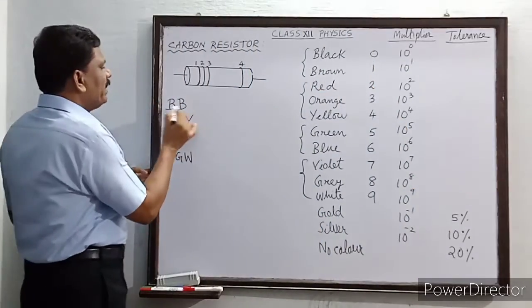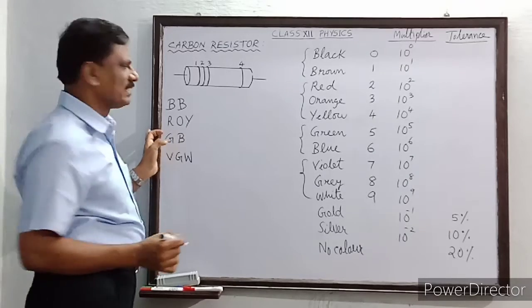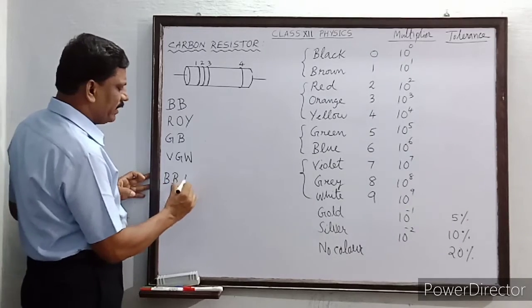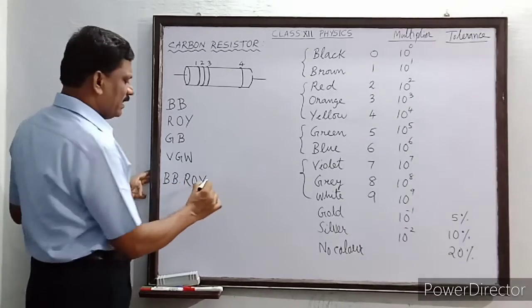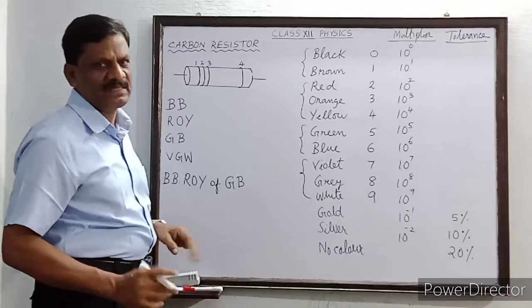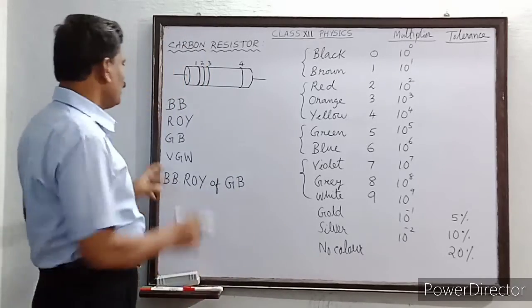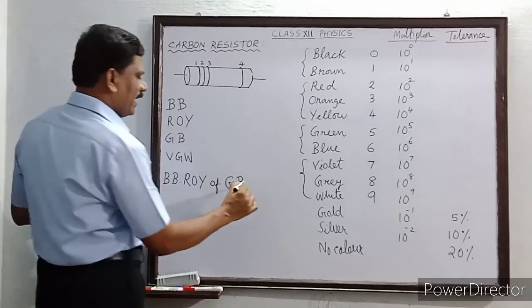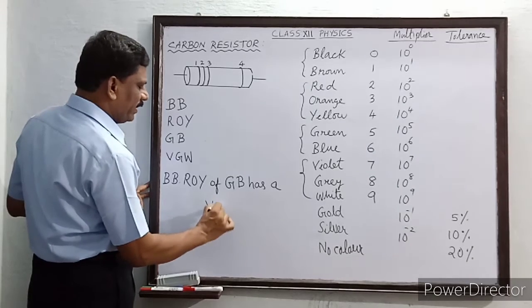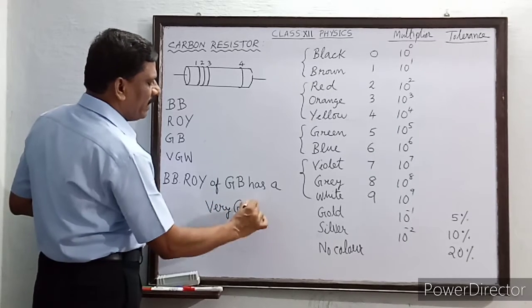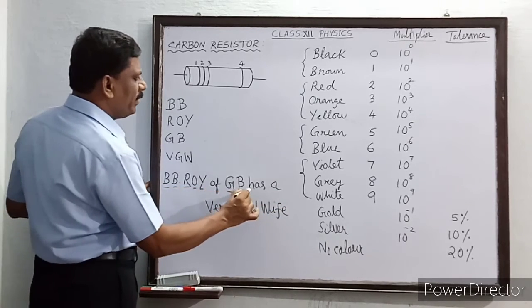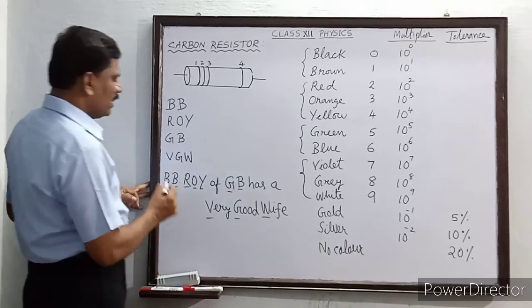And this BB is the initial of a person. So the initial of the person is BB. Name of the person is what? Roy. And he belongs to a country, Great Britain. BB Roy of Great Britain. This is the sequence given in the books, understand? So BB Roy of Great Britain has a very good wife, BGW. So BB ROY GB and BGW, all colors are coming.